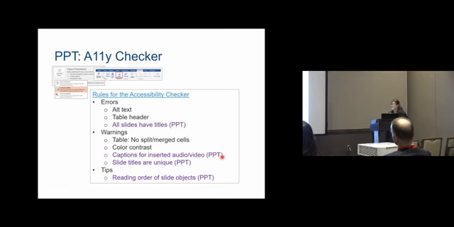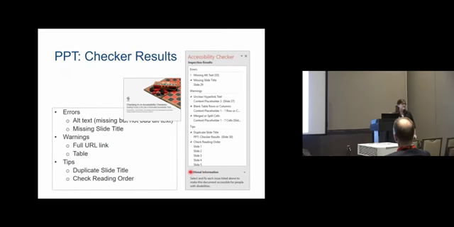Captions for inserted audio and video in PowerPoint will be picked up if they don't have captions. And slide titles have to be unique. And this is also really particular to PowerPoint. The suggestion is to use the master layouts. Use the slides that already have the layouts, because if you insert text boxes, it could very well mess up the reading order, and it doesn't appear in the outline view, which means if you want to turn it into HTML or create an outline, you're going to be missing any text that is from an inserted text box. So there are just some odd things about that.